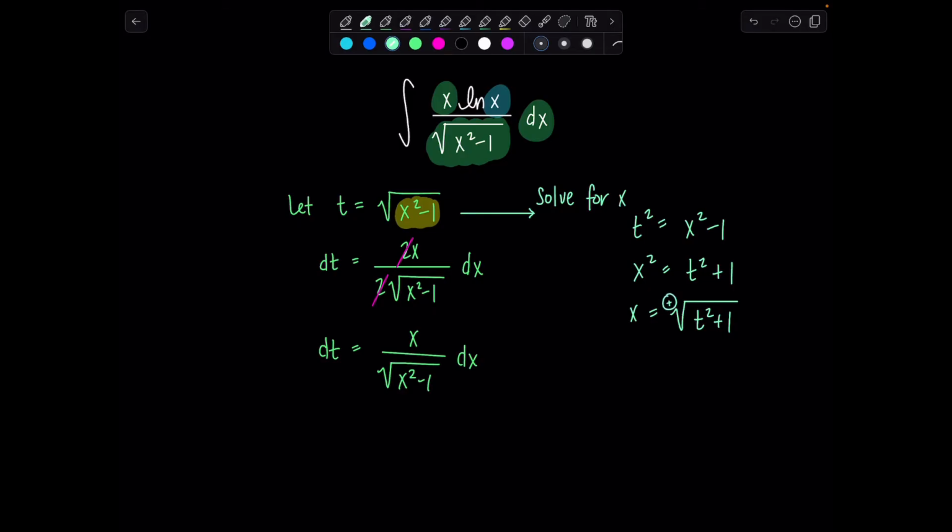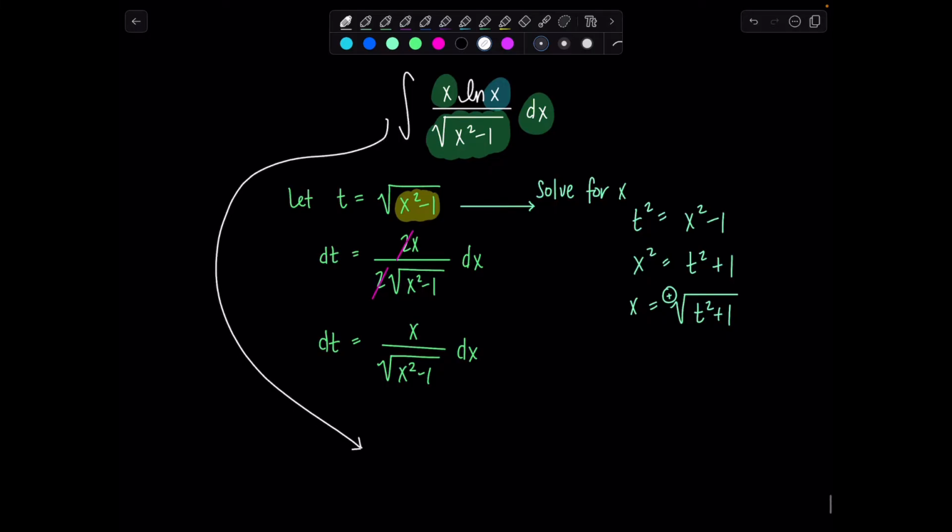Okay. Very good. So I think we're ready. We can rewrite our integral now, all in terms of good old t. So we have here integral. Remember, x over rad x squared minus 1 dx, that's all my dt. And then I have natural log of x. Let's scoot this over. I might need a wee bit more space. And here's x, rad t squared plus 1.